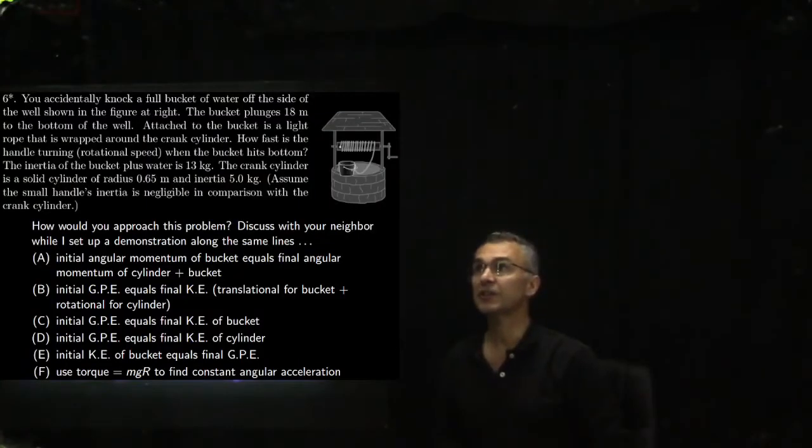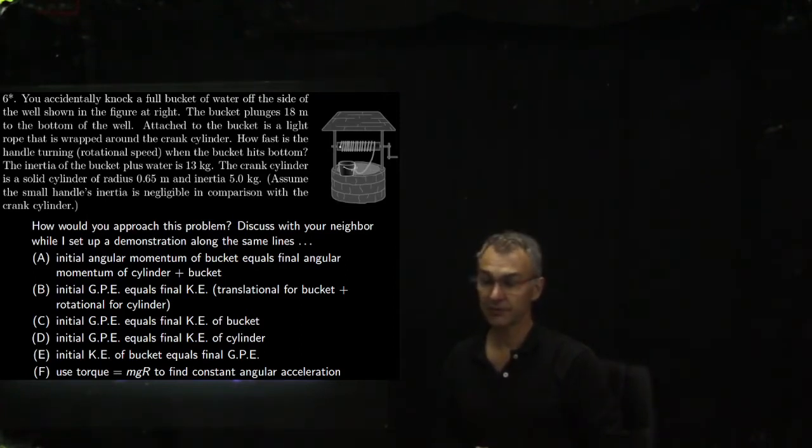You accidentally knock a full bucket of water off the side of the well shown in the figure. The bucket plunges 18 meters to the bottom of the well. Attached to the bucket is a light rope that is wrapped around the crank cylinder. How fast is the handle turning? What is its rotational speed when the bucket hits the bottom?